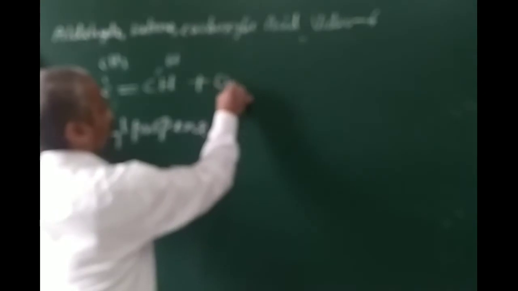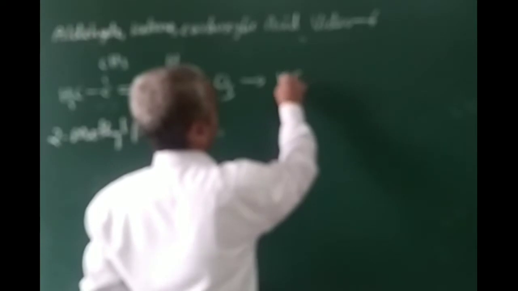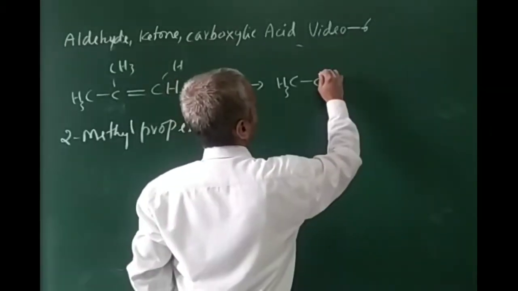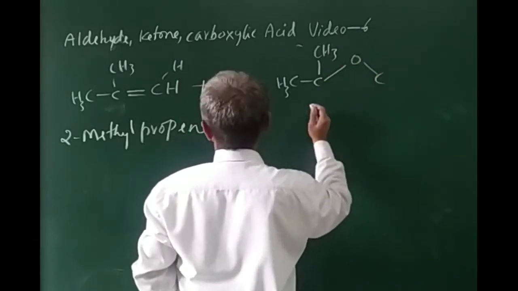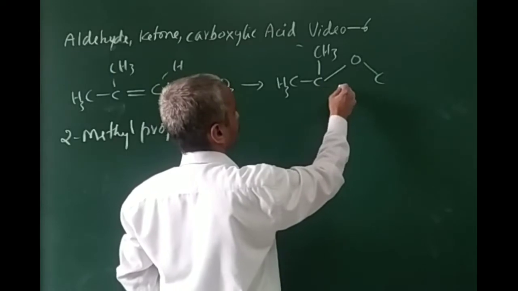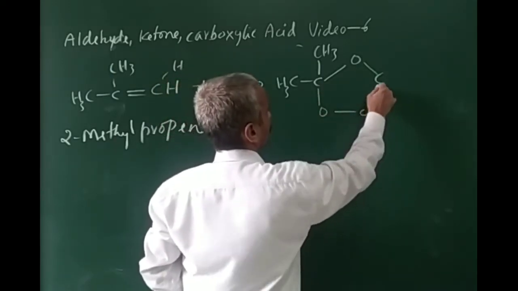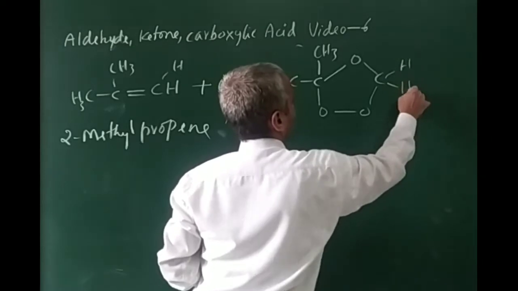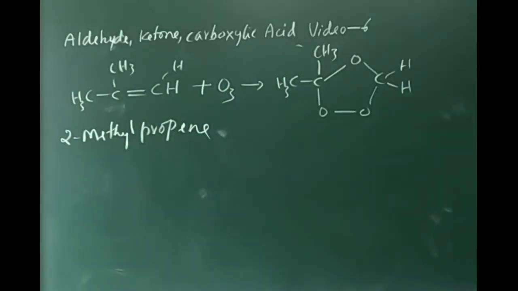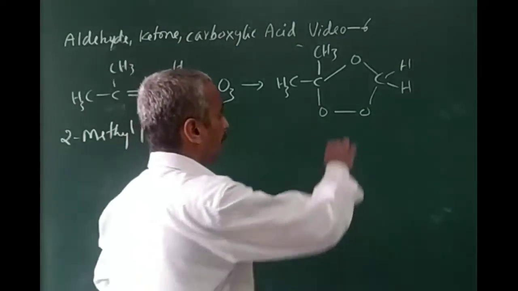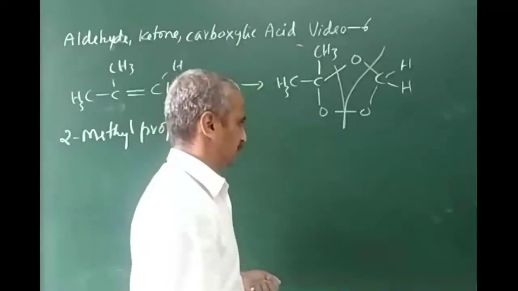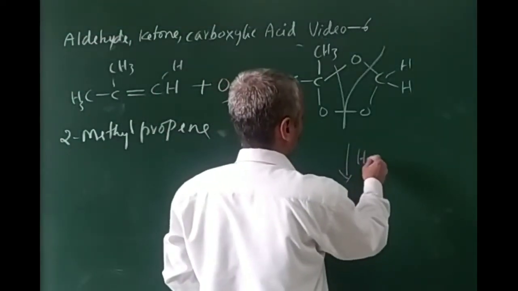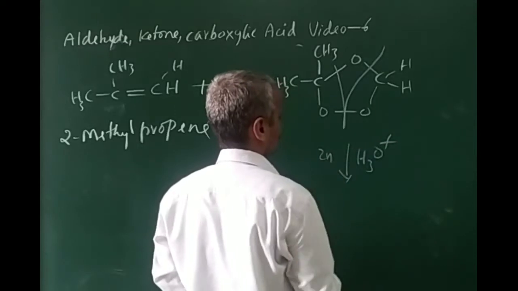So treat with the ozone. I am going to get here CH3, O, then H and the H. Ozonide I got. Now hydrolysis with the water in presence of an acid, H3O plus in presence of zinc.